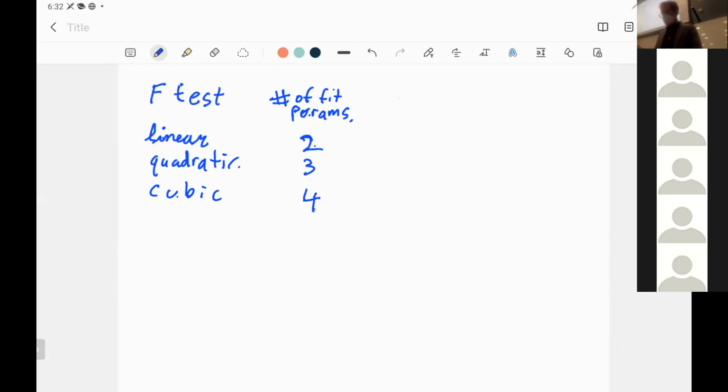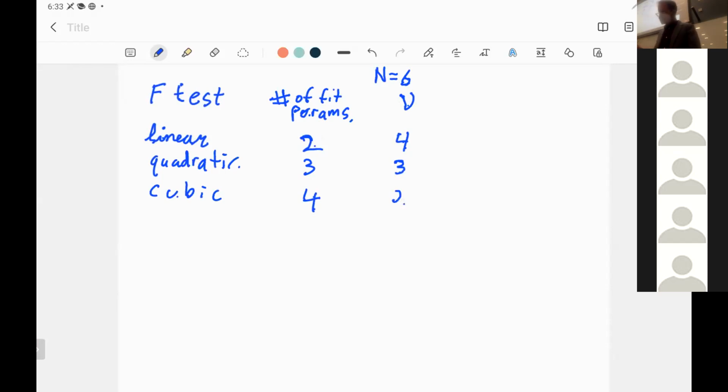So the number of degrees of freedom for these different cases: we had n equals 6 in our particular example, right? We measured 6 data points. So the degrees of freedom is 6 minus the number of fit parameters. For the linear fit, that's going to be 4. For the quadratic fit, it's 3. And for the cubic fit, it's going to be 2.